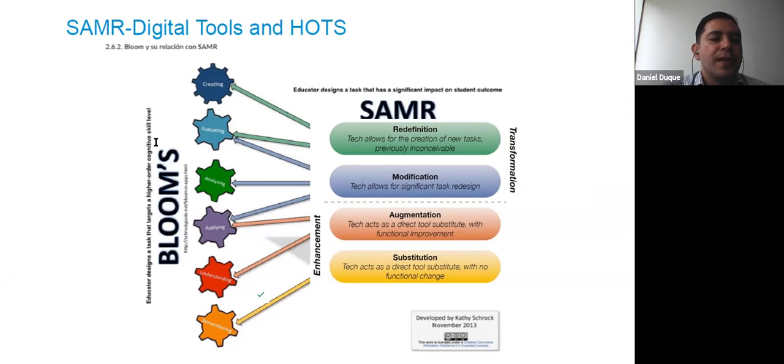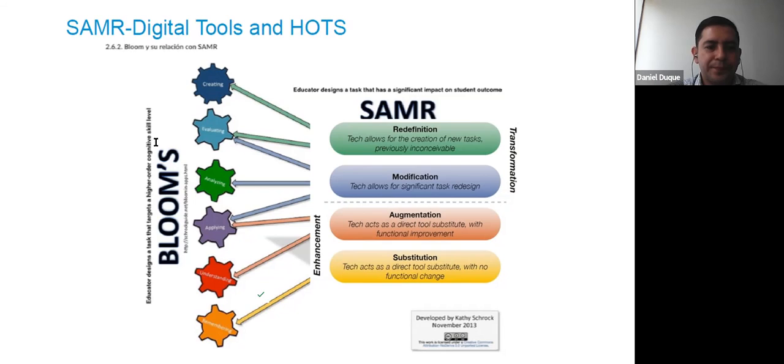The SAMR model consists of how to use technology to enhance learning. Technology can replace more conventional methods to expose learners to a greater variety of learning possibilities. Using technology in the classroom can be divided into four categories. The first one, which is at the bottom, is substitution. Then we have augmentation, modification, and redefinition. These are the letters for the acronym SAMR.